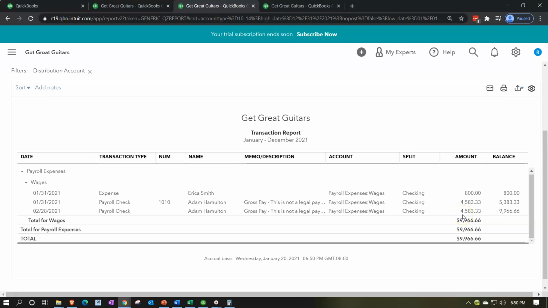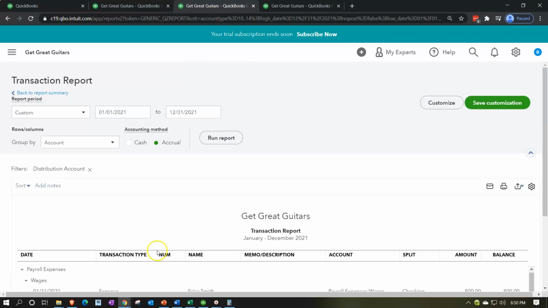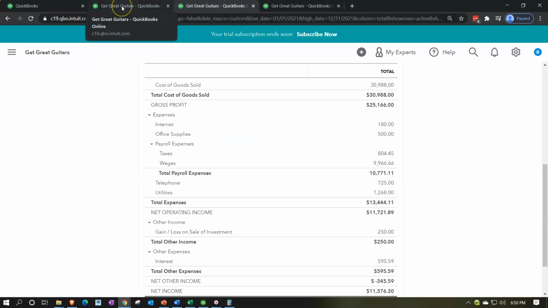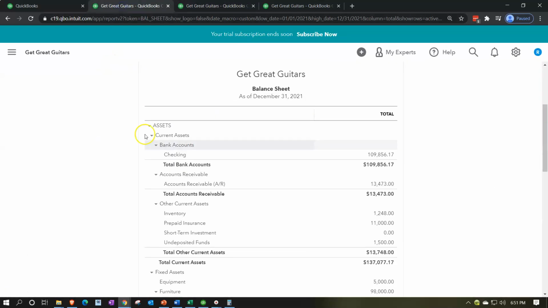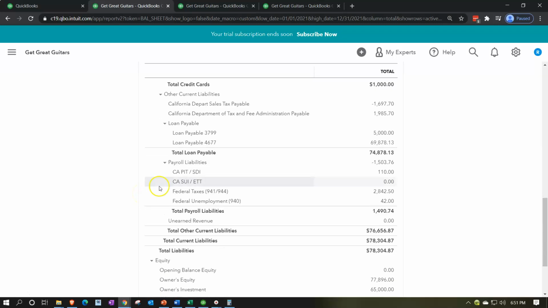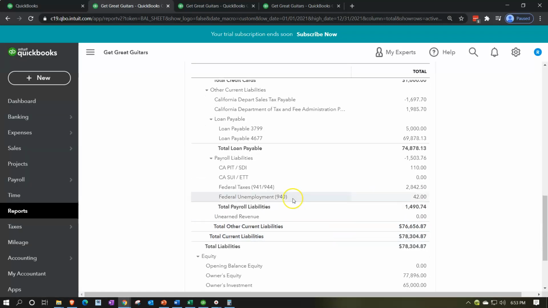The difference between this and the net check then is going to go to the withholdings. So if I go back up top, back to the income statement, and then go to the balance sheet, then we have the withholdings that are going into these various accounts where QuickBooks set up the state withholdings and then the federal taxes, the 941, 944, and the 940. So they're grouping it by basically payroll tax form.